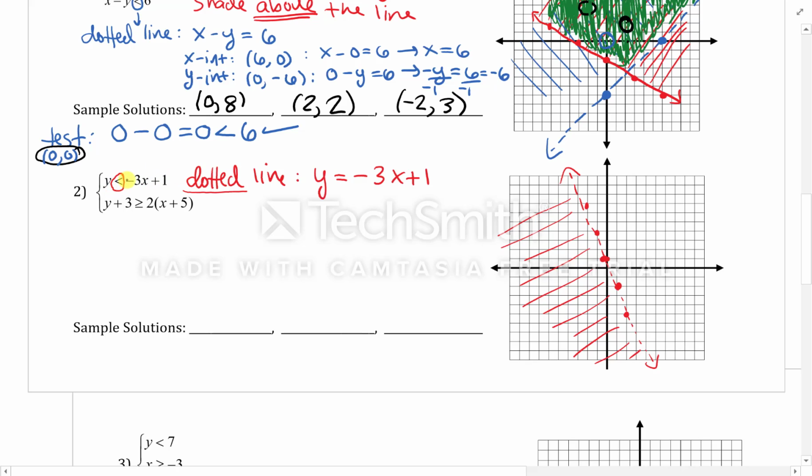And again, when your equation is already in slope-intercept form like this one, then you can just look at the direction of the inequality. When it's less than, you shade below.